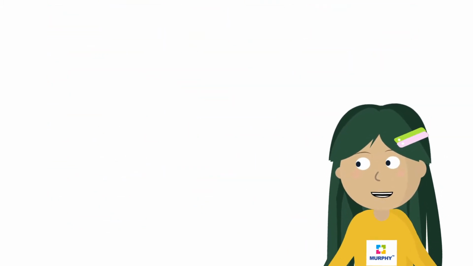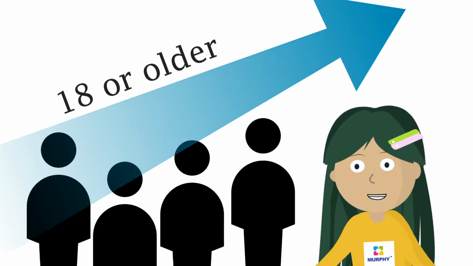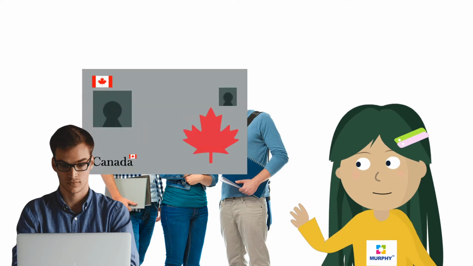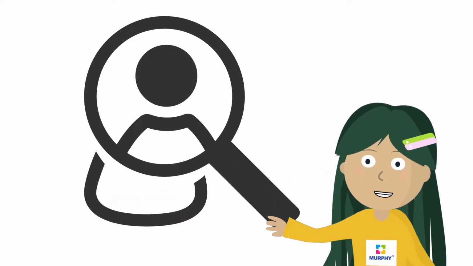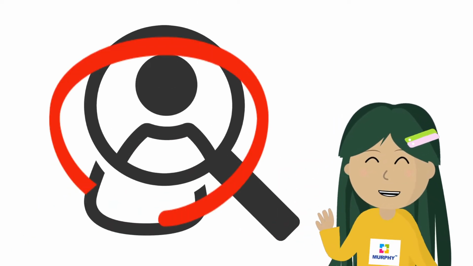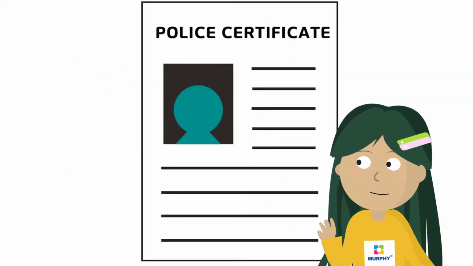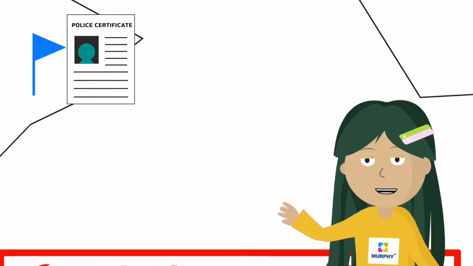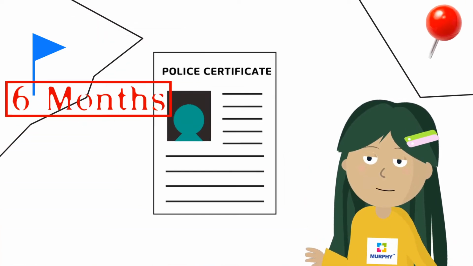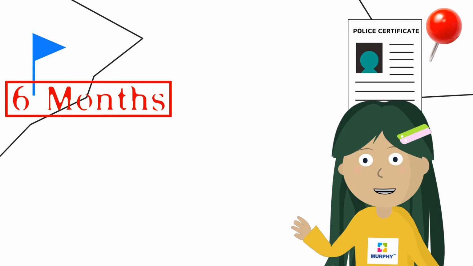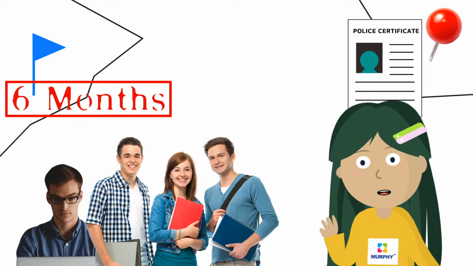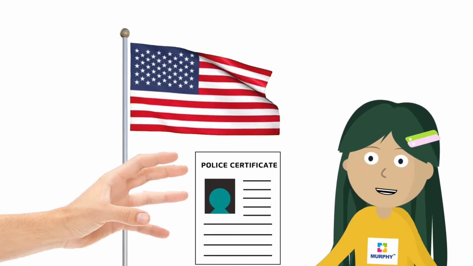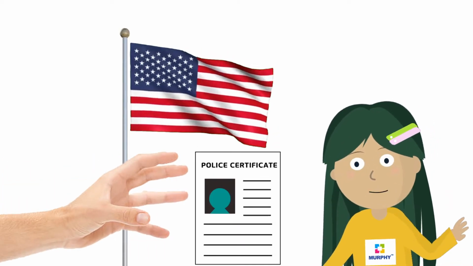For all applicants 18 or older who are going to apply for work, study, as well as PR applications, a criminal check is one of the important requirements. They must submit police certificates from countries where they have lived for 6 months or more to the immigration authority of where you are willing to work, study, or live. We are going to see how to get a police certificate from the USA today.